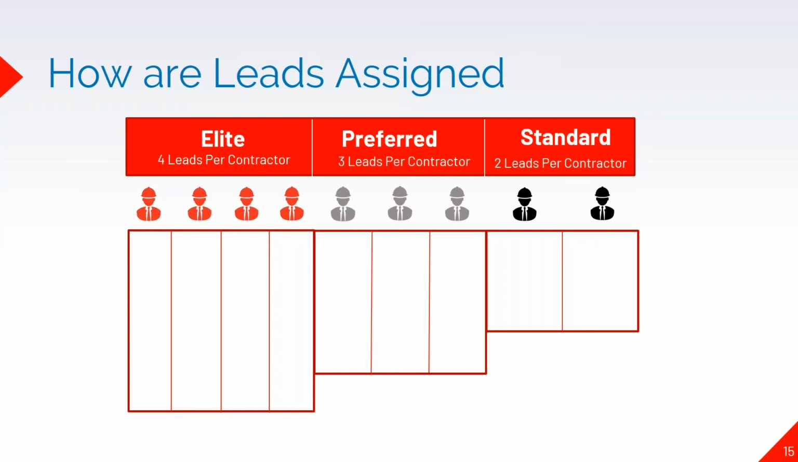So let's say this is an example zip code. There are 4 contractors in elite, 3 contractors in preferred, and then 2 in standard.